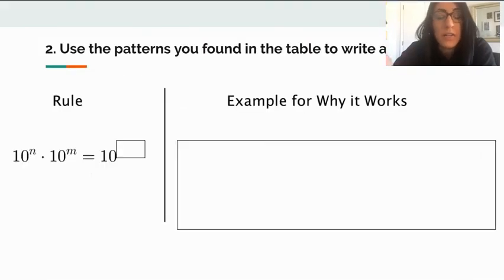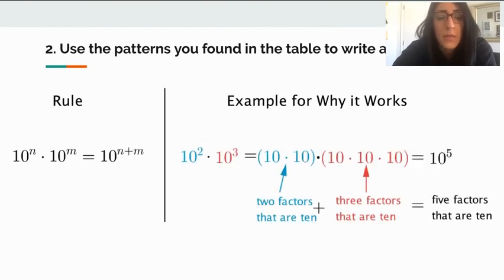As we move on to the second question, we notice that we were actually adding the exponents together. So for any variables that represent those exponents, in this case, 10 to the n and 10 to the m power, whatever those values are for n and m, we can say that we add them together. So here's why it works. If we have 10 squared times 10 to the 3rd, we have two factors that are 10. You see in blue 10 times 10. We have 3 factors that are 10 for 10 to the third, 10 times 10 times 10, which is a total of 5 factors that are 10. So we add those exponents together to represent it as a single exponent.